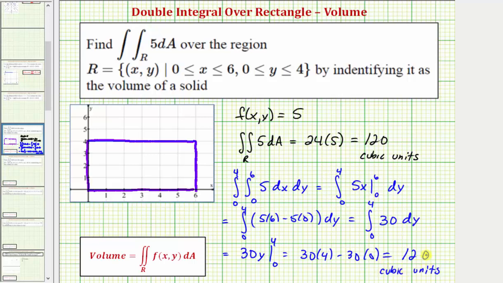So just remember that as long as our function f of x comma y, or the integrand function, is non-negative over the region of integration, then we can think of this double integral as the volume of a solid.